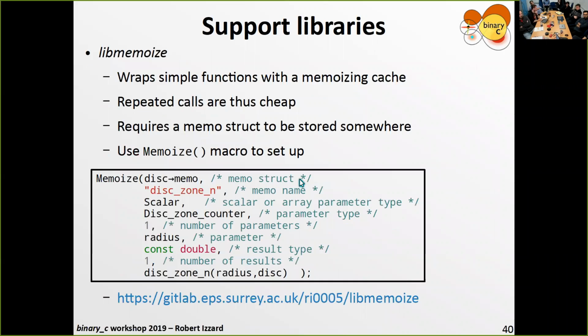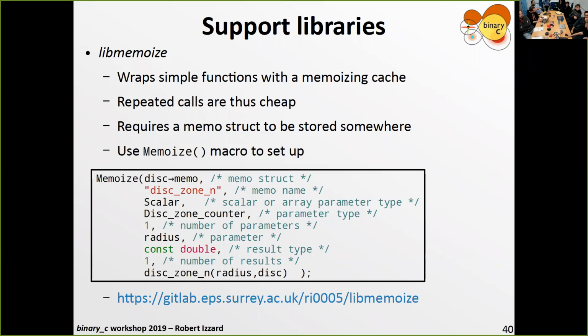The other one, which I'm not going to talk too much about, is libmemoize. This is also something to speed things up. Memoizing in programming is when you wrap functions in a cache. If you have repeated calls to the function, instead of calling the function itself, it will look in the cache and see whether the function has already been called recently. If it has, it will give you the results directly, which is, of course, quick. You can set that up using this memoize library.